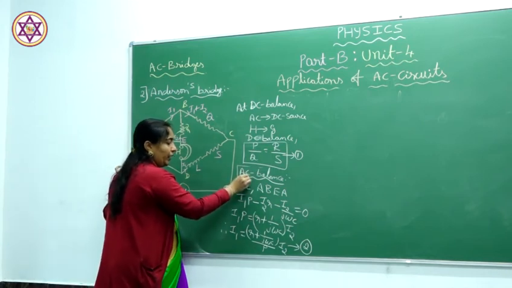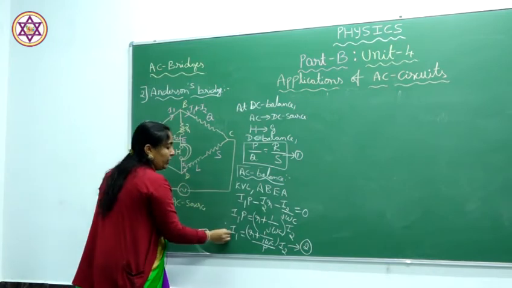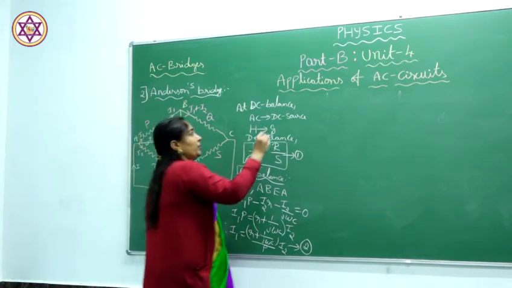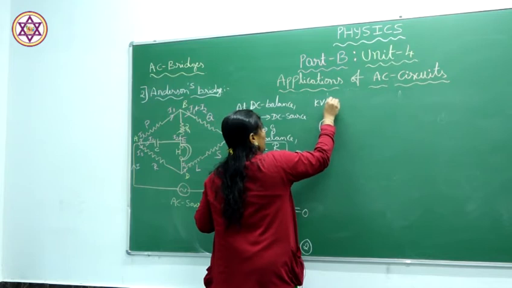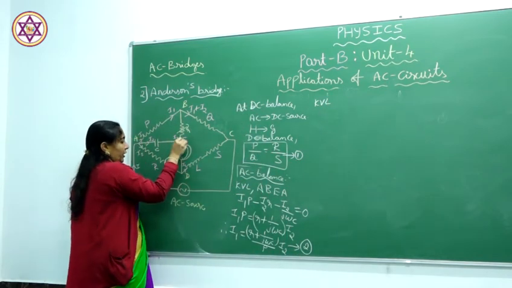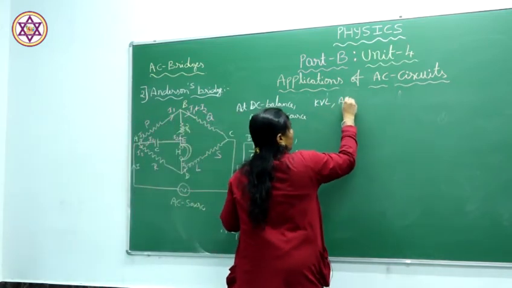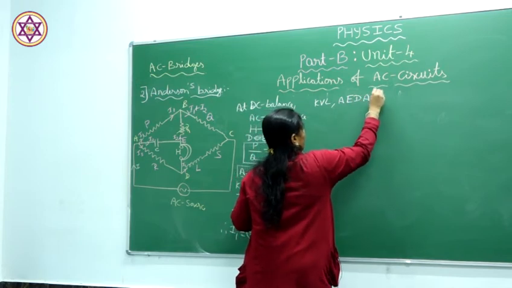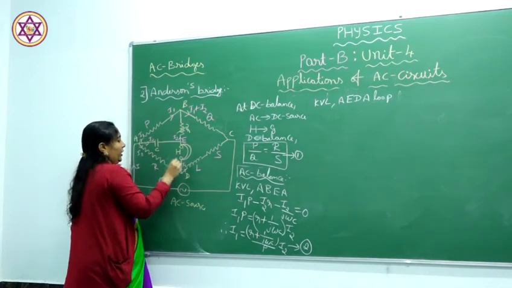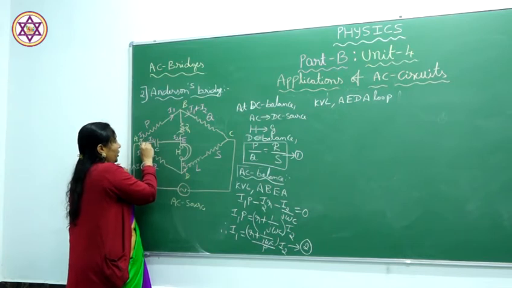After the AC balance, apply the Kirchhoff voltage law to the loop ABEA. We get the value of I1. This is equation 2. Now, we apply Kirchhoff voltage law to the loop AEDA.